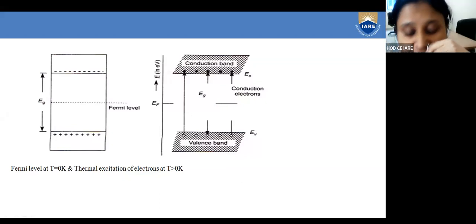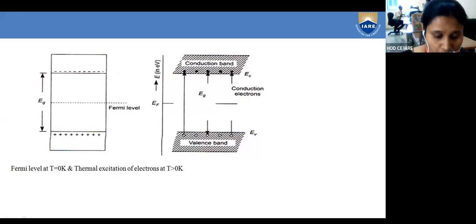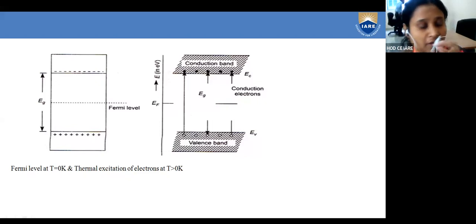Okay, students. So we said that silicon and germanium belong to group 4, right? So what do you mean by belonging to group 4?